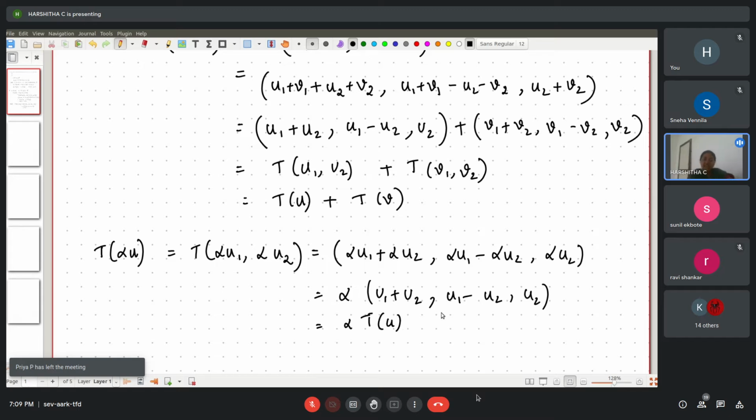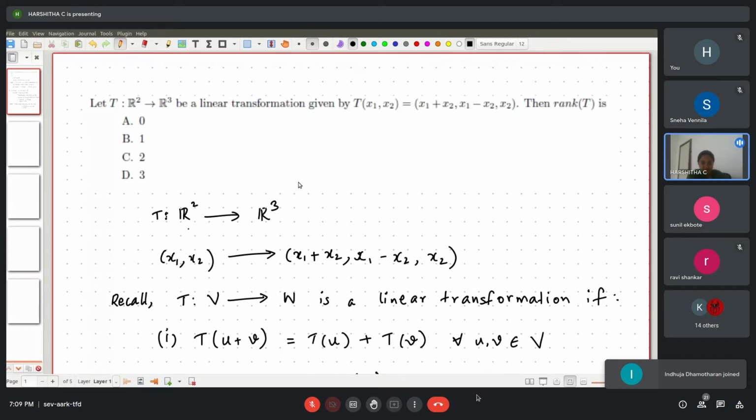Okay, so although it was not asked, I just wanted to brush up the concept of linear transformation. I hope this is okay. Any questions? Okay. If there are no more questions, let's go back to actually what we were asked to do.